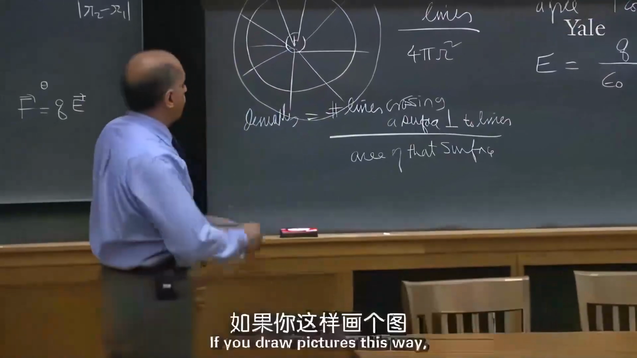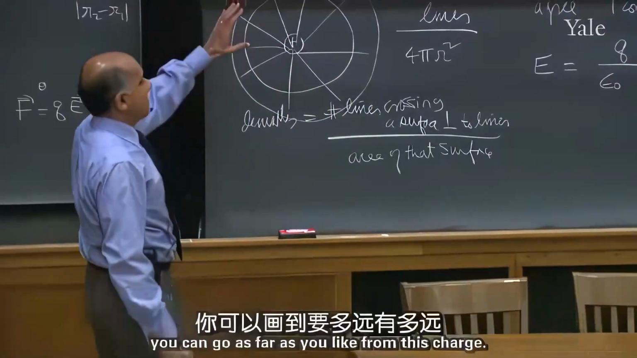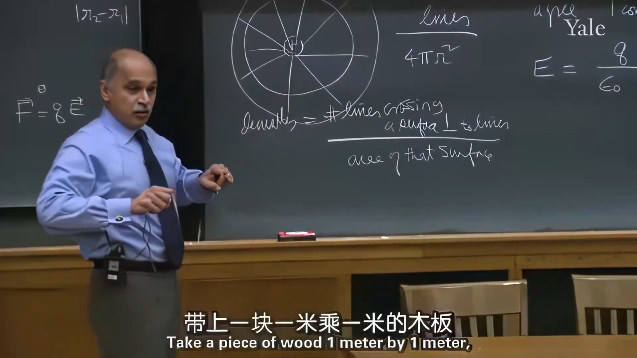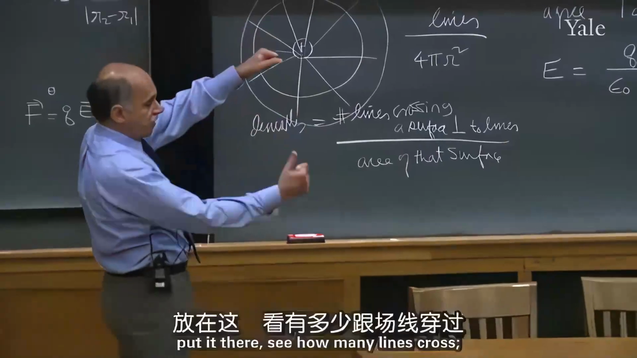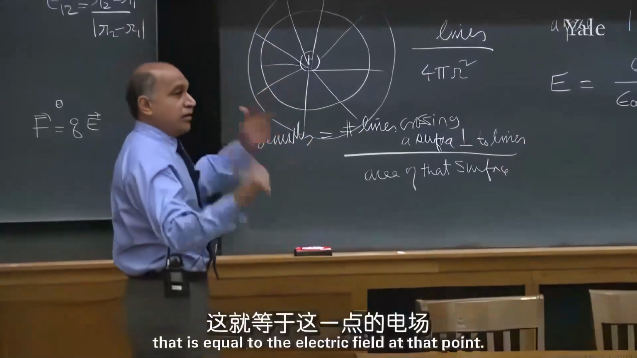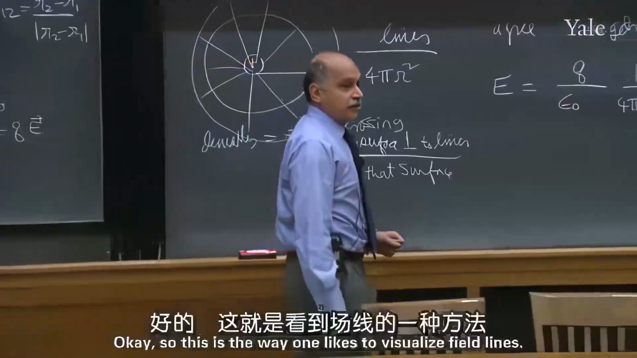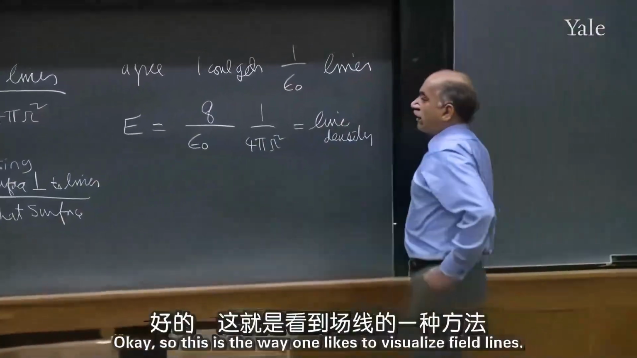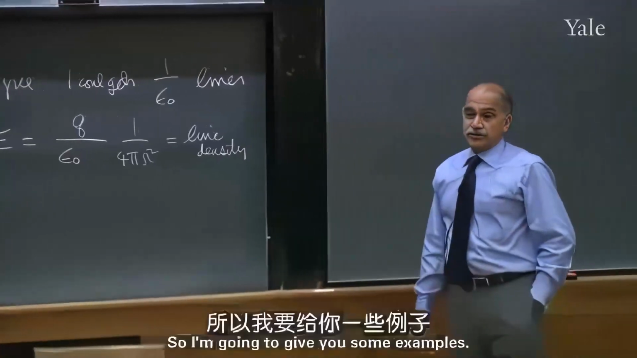Now we are really set. If you draw pictures this way, you can go as far as you like from this charge. Simply take a unit area with you, take a piece of wood, 1 meter by 1 meter, put it there, see how many lines cross. That is equal to the electric field at that point. Okay, so this is the way one likes to visualize field lines.